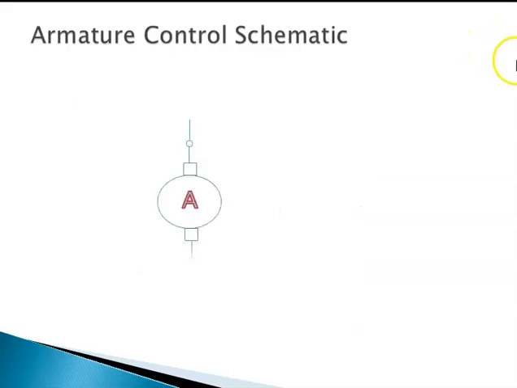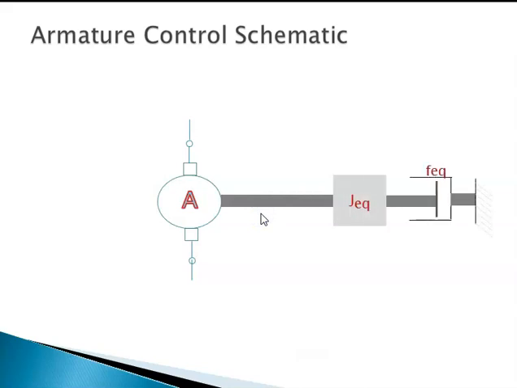We will draw the schematic step by step. This is the representation of the armature with two armature leads. This A is the symbol for armature. This is a brush. This is a brush. And then you will show the armature shaft. This is the shaft on which net inertia J equivalent and net damping F equivalent sit.